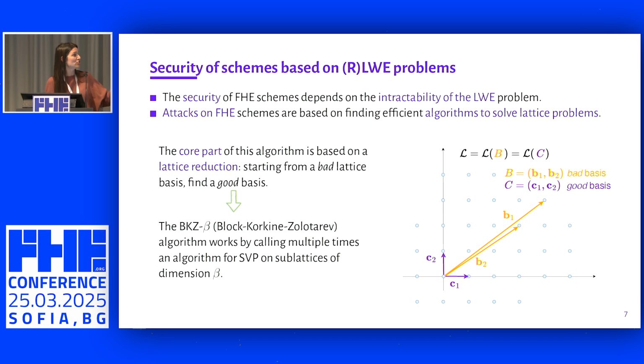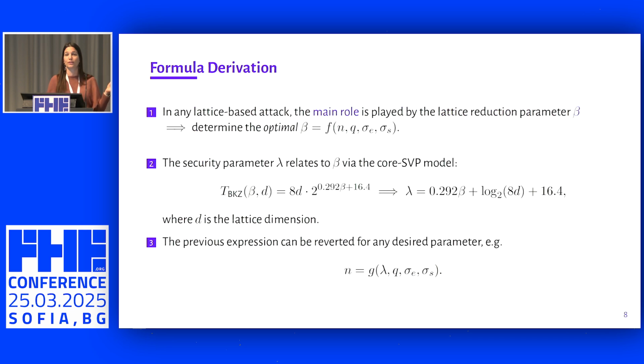Of course, the dimension beta is super important because we cannot take it either too big or too small. So we have to determine the optimal beta for any attack. When we have the optimal beta, we can also find the running time of the BKZ-beta algorithm, because it depends on beta and the dimension of the lattice, through this formula. And so we also have the security. When we have the security, we can reverse the formula and find all the other parameters.